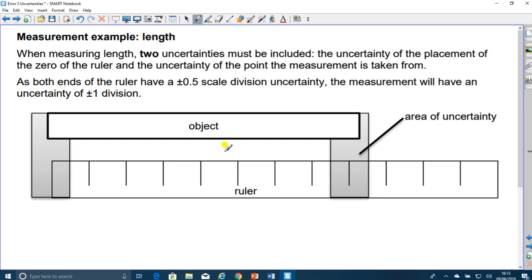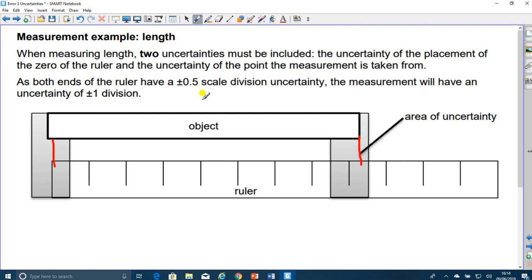If we look here, we've got an object and we've got it on a ruler. We can see the object is aligned with the ruler here and here. But there's a window where we've got an uncertainty in our reading. It says, we're measuring length, two uncertainties must be included: the uncertainty of the placement of the zero of the ruler and the uncertainty of the point the measurement is taken from. Both ends of the ruler have a plus or minus 0.5 scale division. The measurement will have an uncertainty of plus or minus 1.